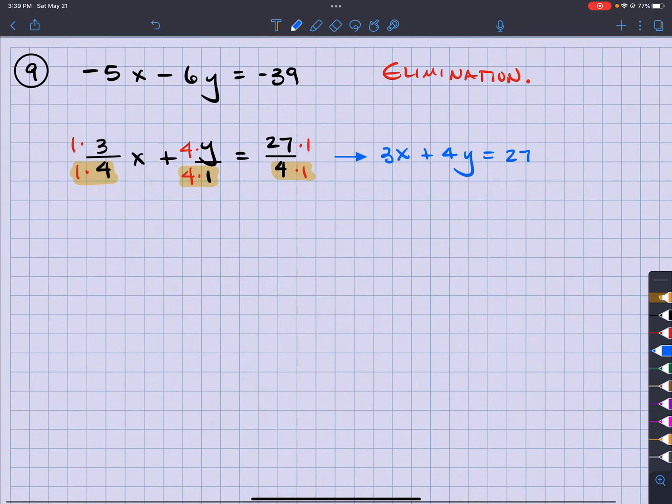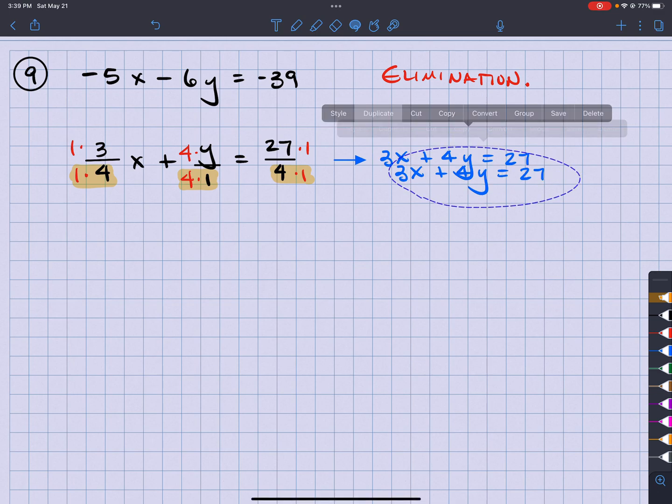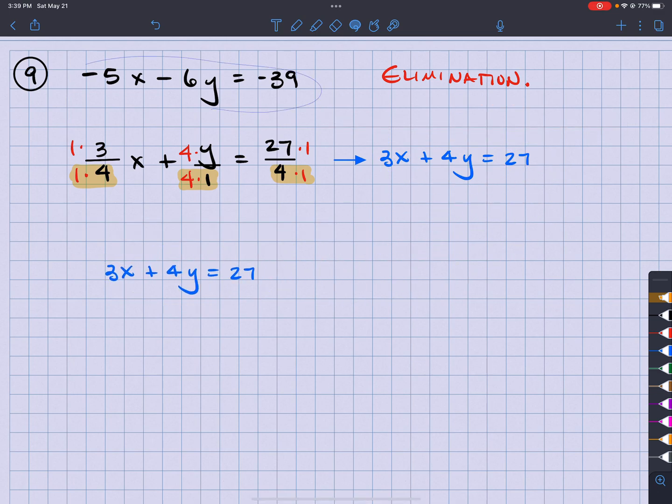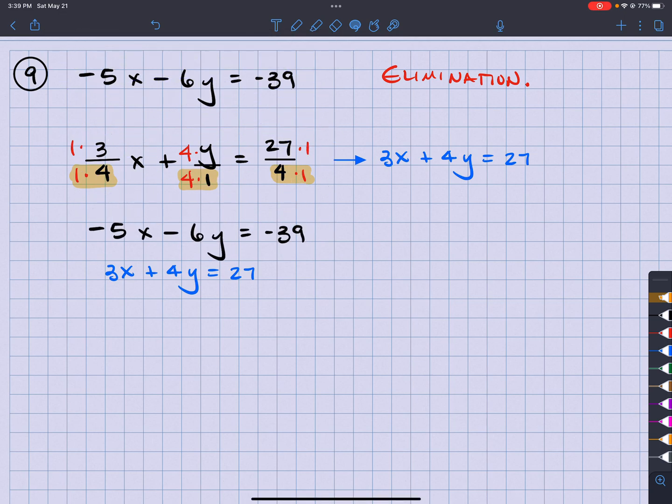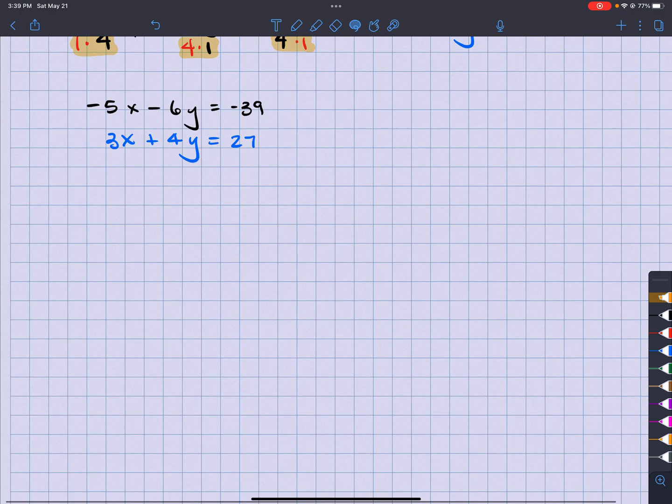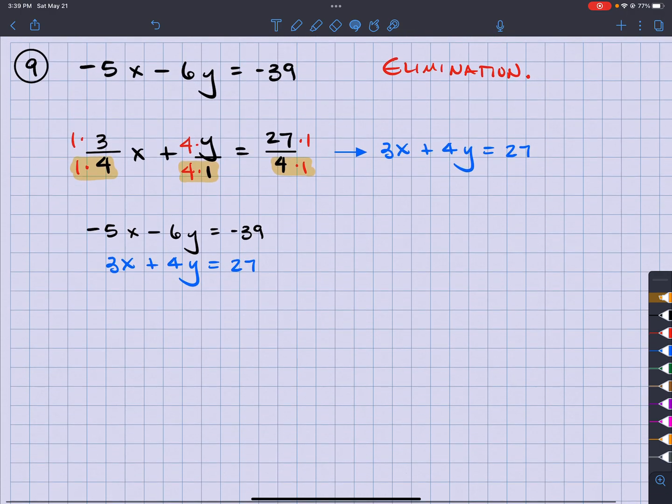So now what I can do is take this equation here and this equation right here and go ahead and deal with my elimination. My elimination, not substitution. No substitution for you, okay? So I need to decide what I want to eliminate, the x or the y.